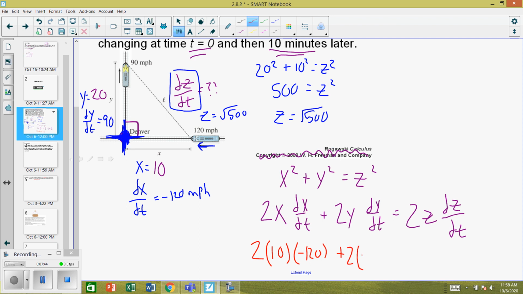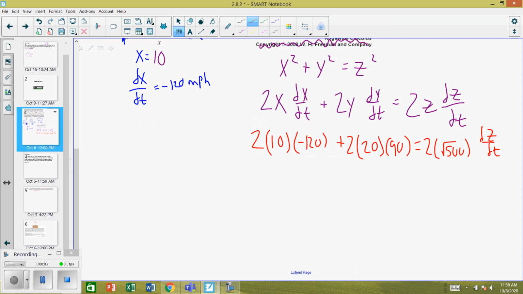2, and then y is 20, and dy over dt is 90. 2, all right, z is the square root of 500. And dz over dt is what I'm looking for. So if I were to solve this out, let's simplify this whole left side maybe. And I should have had it written out already. I apologize.